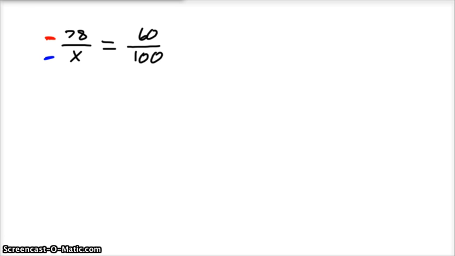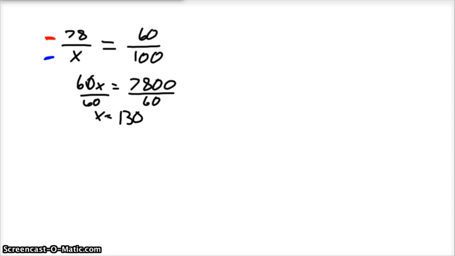So when we do that math, 60x equals 7800 divided by 60. We get x equals 130. And that is our final answer. So again, be careful about that wording. Alright, now let's do the story problem.